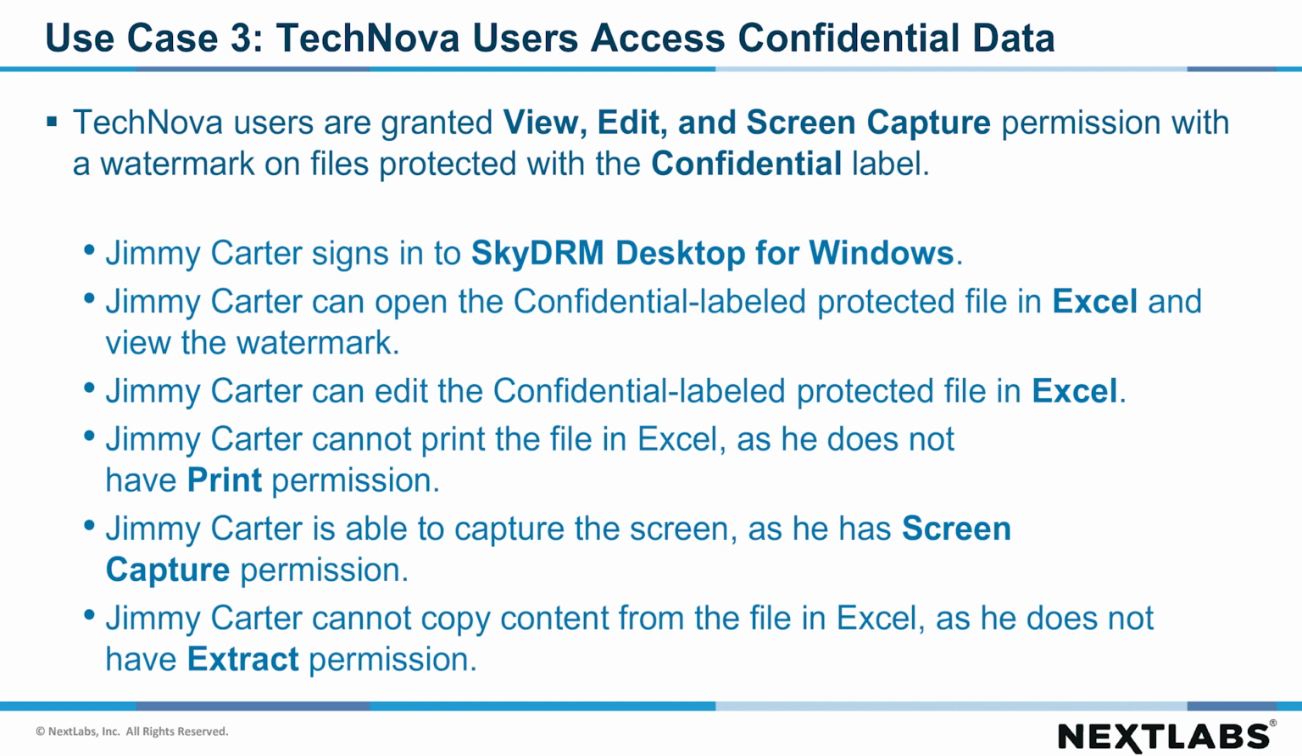Jimmy Carter can edit the confidential labeled protected file in Excel. Jimmy Carter cannot print the file in Excel, as he does not have print permission. Jimmy Carter is able to capture the screen, as he has screen capture permission. Jimmy Carter cannot copy content from the file in Excel, as he does not have extract permission.